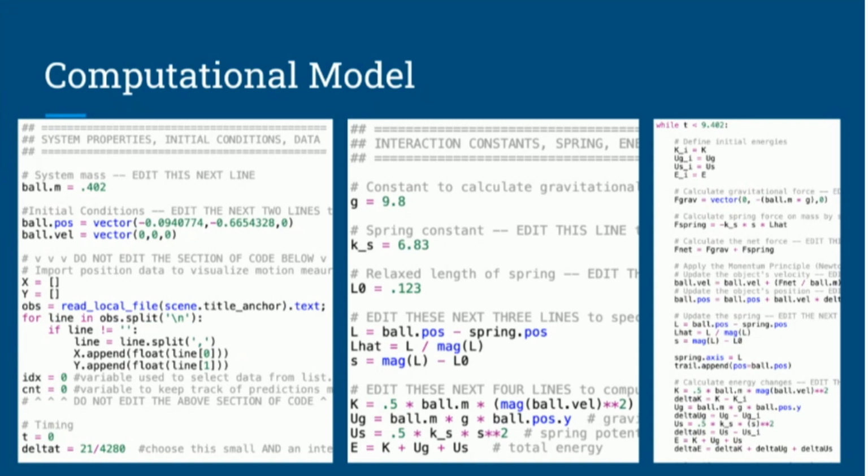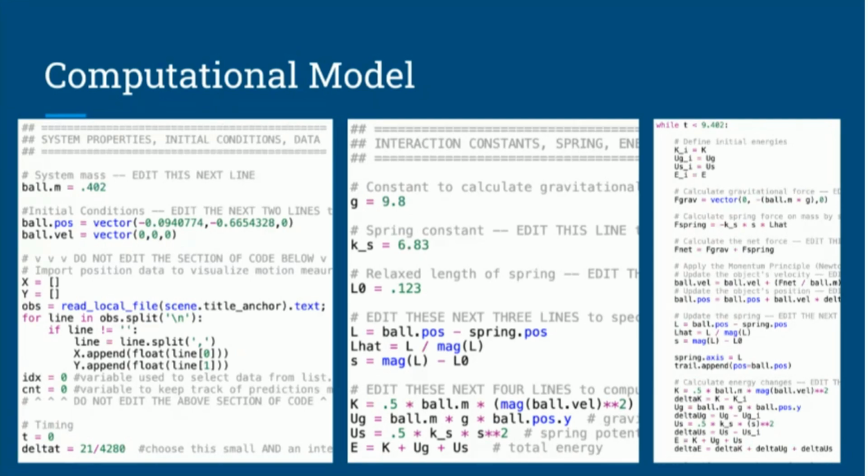kg. I set the object's position to negative 0.094 meters in the x component and negative 0.665 meters in the y component, which I know from the tracker data. I then set the initial speed to 0 and delta t to 0.005 seconds. And then I set the spring constant to 6.83 and the relaxed length of the spring to 0.123, which were the values we found or were given from the video.